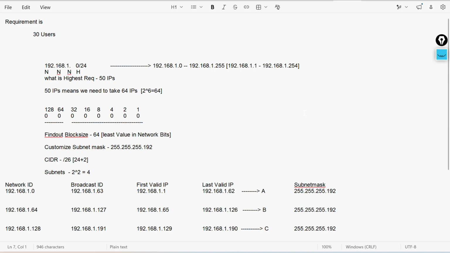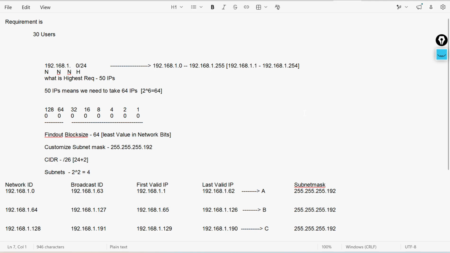Hello everyone, welcome back. In today's session, we will discuss one more example for subnetting. In this session, we will discuss 30 IPs. In the last session, we did subnetting based on 50 IPs, right? Now for 30 IPs, I want 30 IPs from a Class C network.